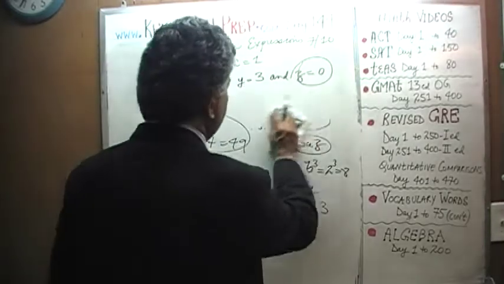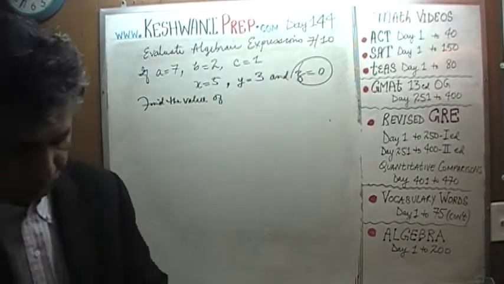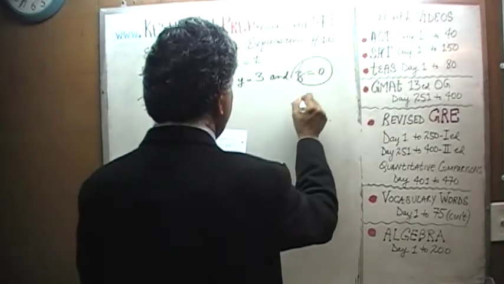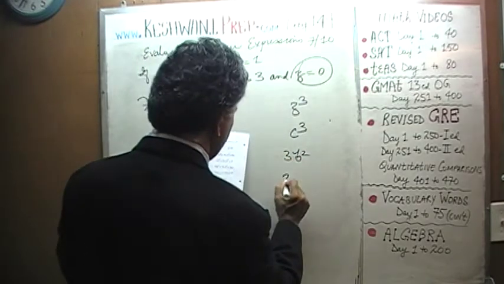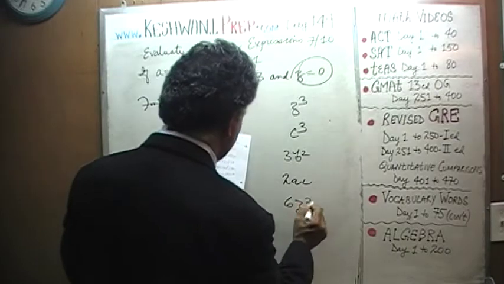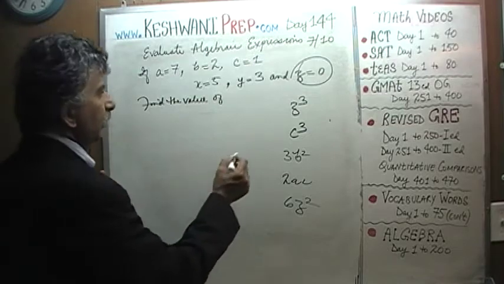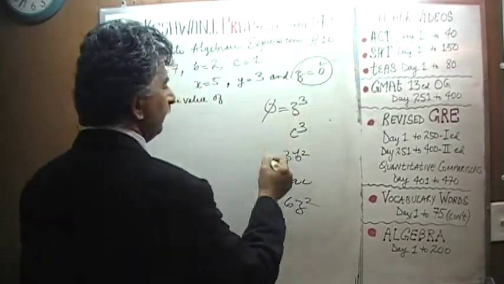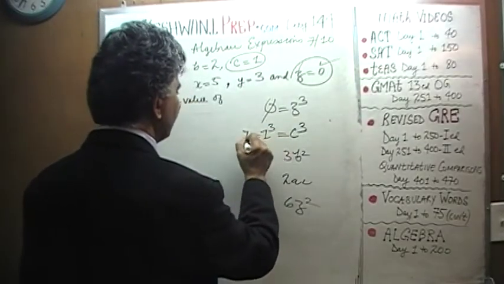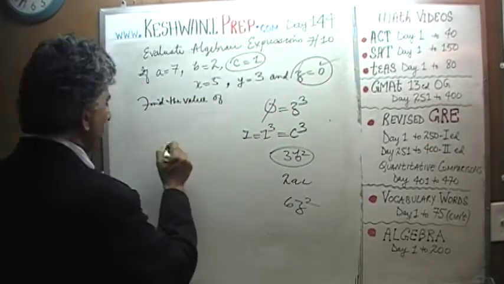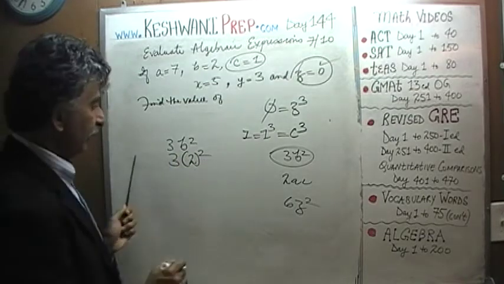Let's do 5 more. As you can see, they go very fast. This should take no more than a second or two, that's all. Number 6, z cubed, c cubed, 3b squared, 2ac, and 6z squared. Z cubed, well, z is equal to 0, so it's just 0. C cubed, c is how much? C is 1, well, that's silly, it's just 1 cubed. 1 cubed is just 1. 3b squared is 3 times 2 squared. 2 squared is 4, 4 times 3 is 12.